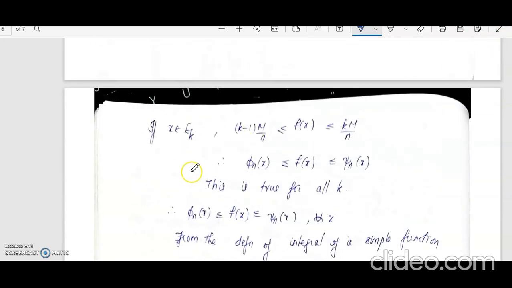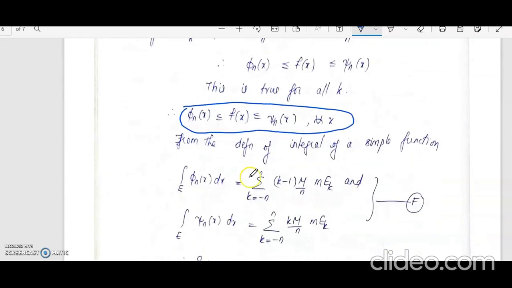Now we know that f of x lies between k minus 1 m by n and km by n. So phi n will be less than or equal to f of x, which will be less than or equal to xi n, and this is true for all k. So we have this inequality: phi n of x less than or equal to f of x less than or equal to xi n of x for all x, and we have these integrals.